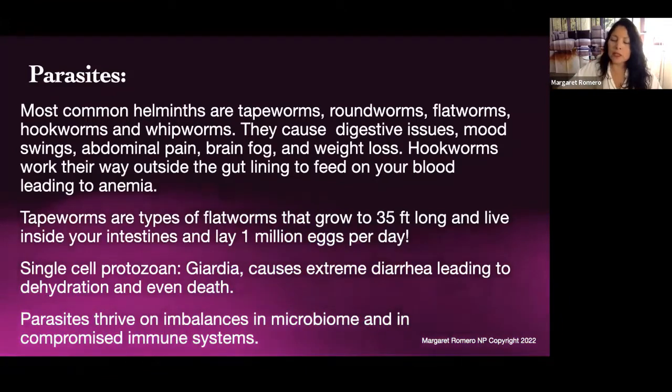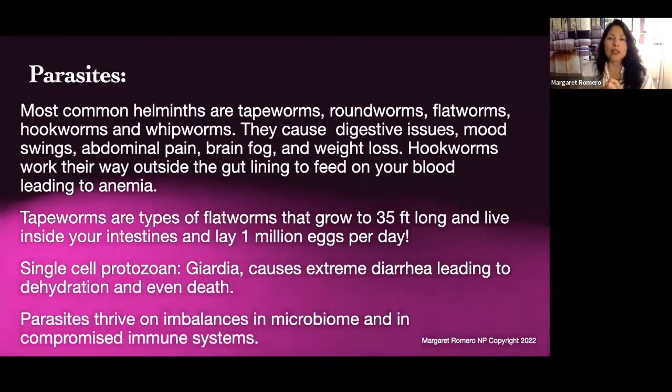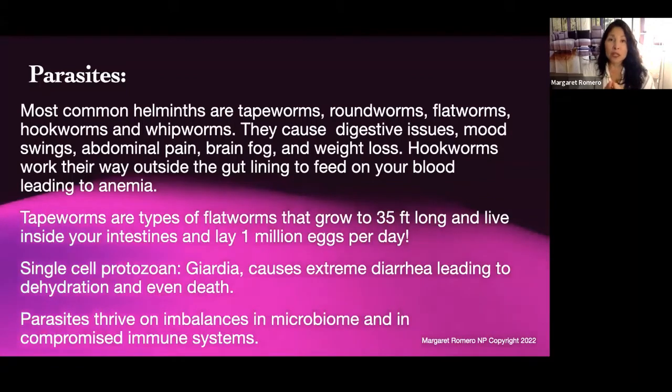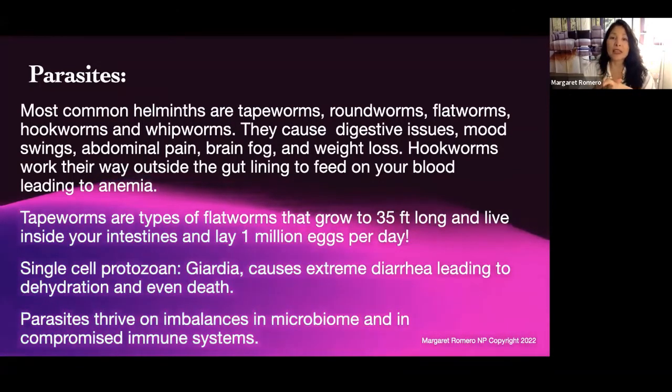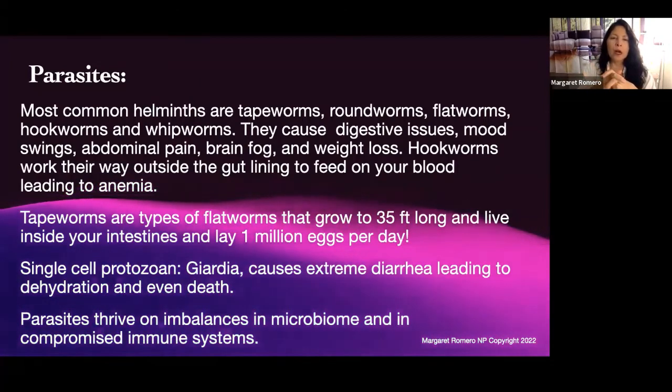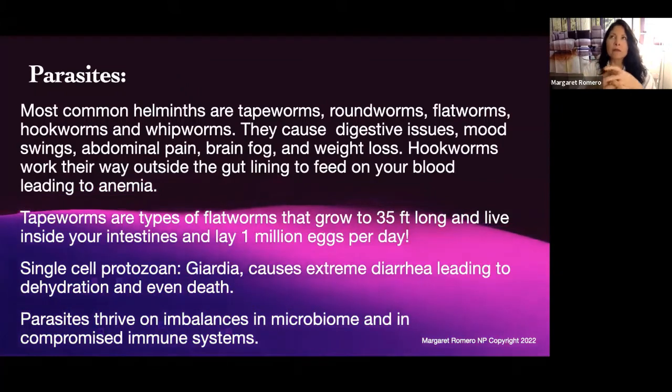All right, let's talk about these parasites a little bit. Tapeworms can grow 35 feet long. They live in your intestines and they lay 1 million eggs per day. Can you imagine? And they may cause diarrhea. They may cause severe constipation.